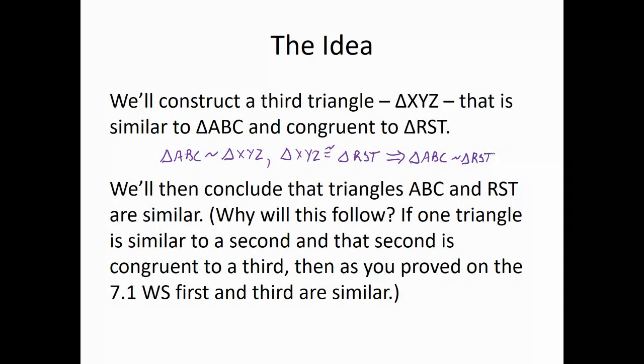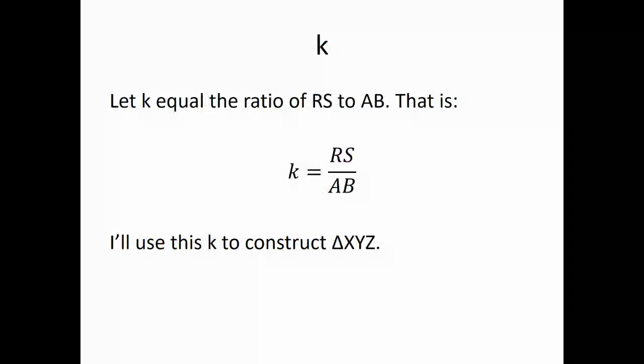Okay, so the whole point of this proof, or the whole strategy behind this proof, is to produce that third triangle XYZ that's similar to ABC and congruent to RST. So how will we create this third triangle XYZ? Well, we need a scale factor, right? We'll use the similarity postulate that I stated just a moment ago. The postulate says that if we've got a scale factor and a polygon, we can produce a second polygon similar to the first by use of that scale factor.